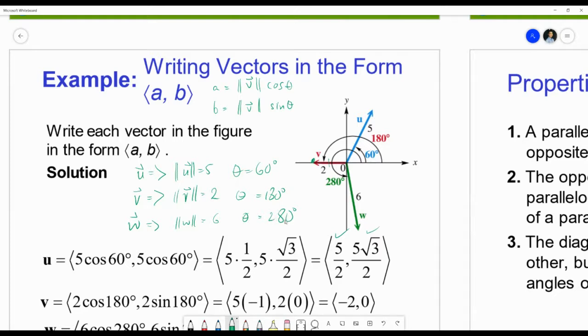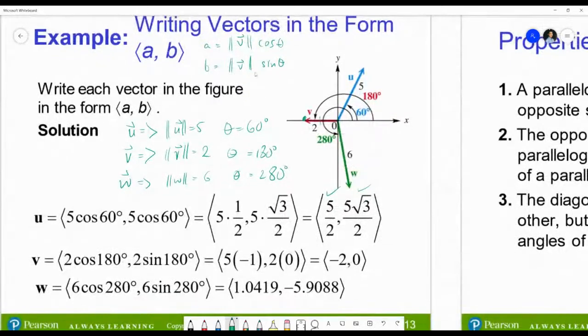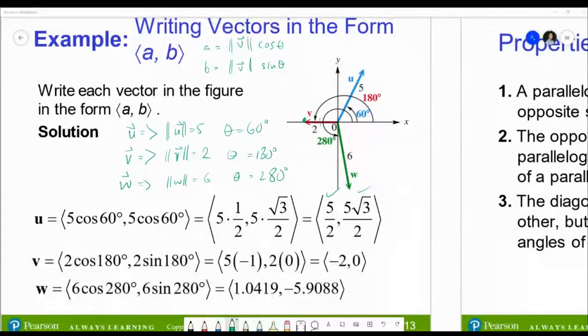So here, theta is 280 degrees, which is in the 4th quadrant. So if we look at cosine, it's going to be positive, but sine is going to be negative. Now, when you type in your calculator, you're going to have sine of 280 degrees. Let me type it in. Make sure that your calculator is in degree mode. Sine of 280 degrees is going to give you negative 0.984.